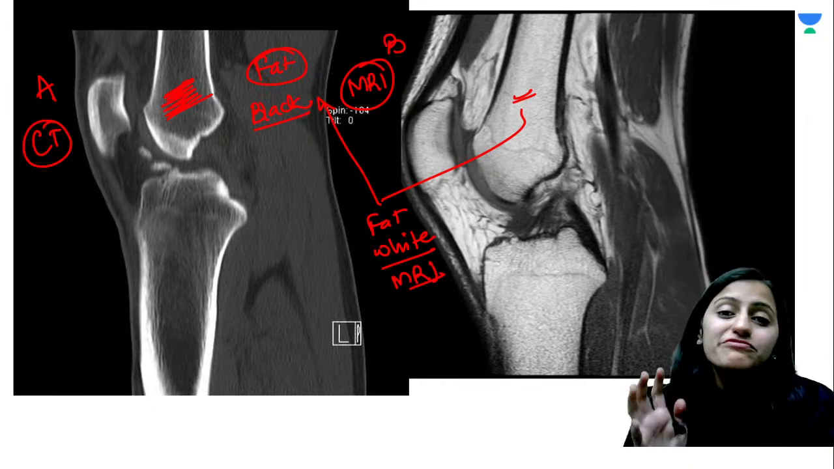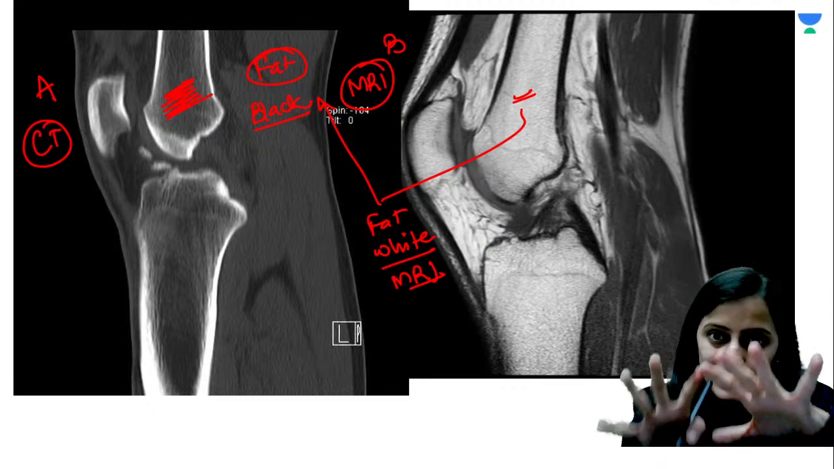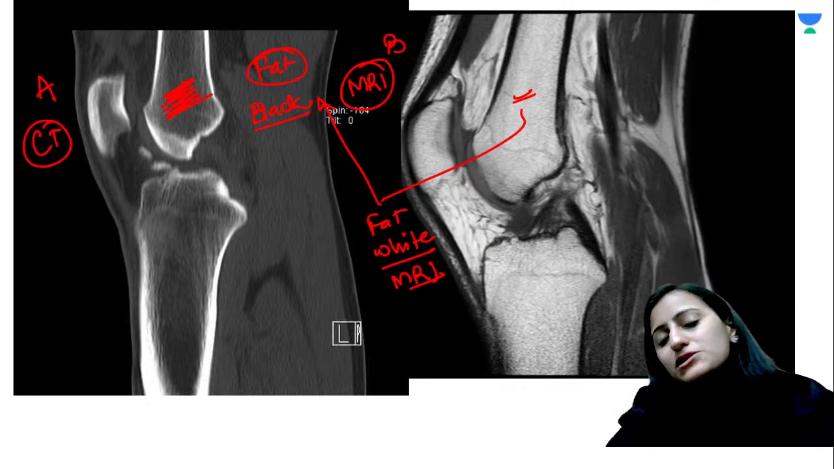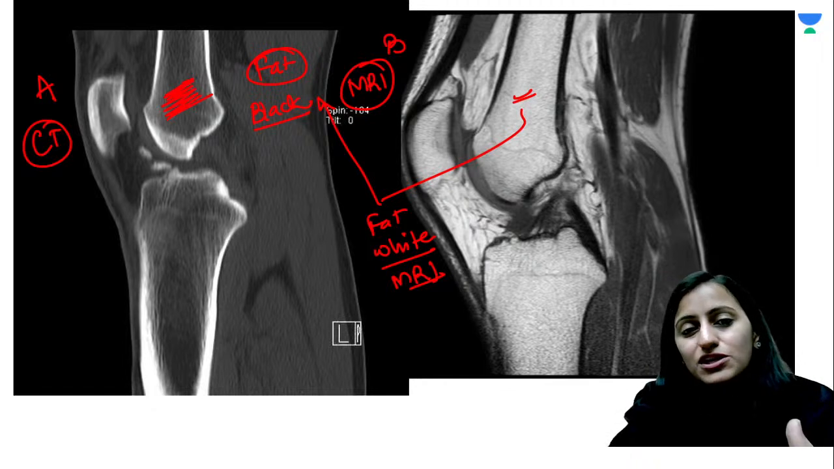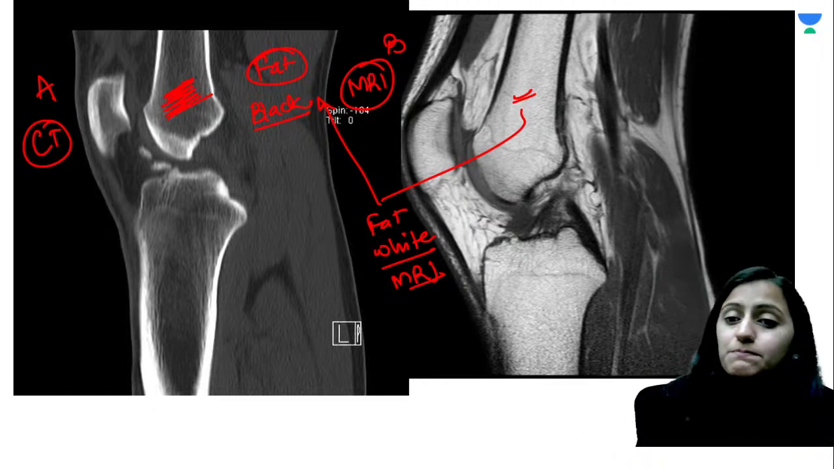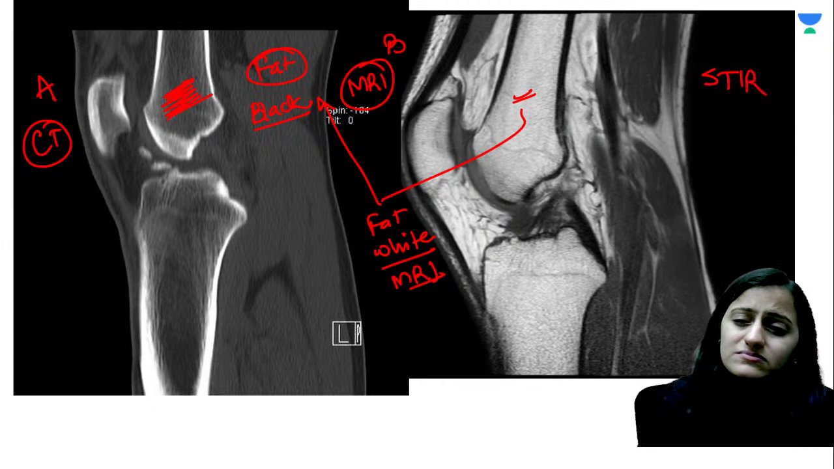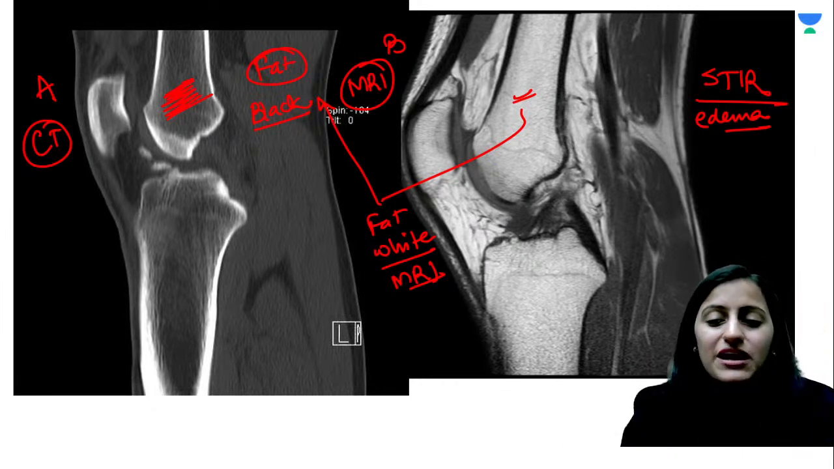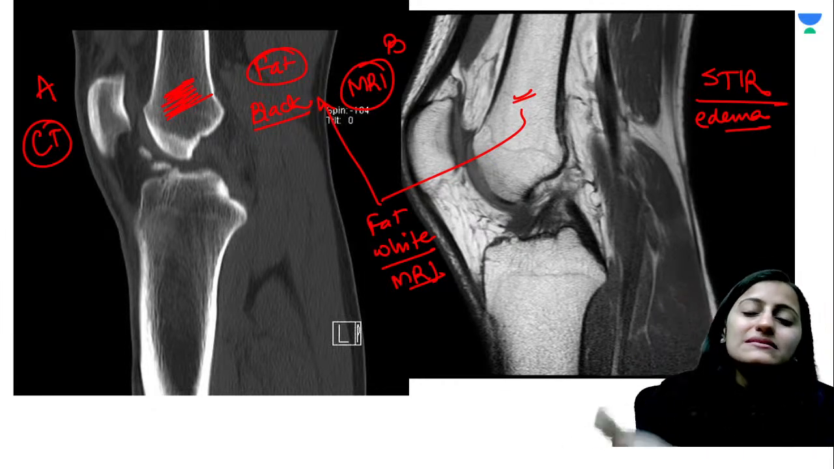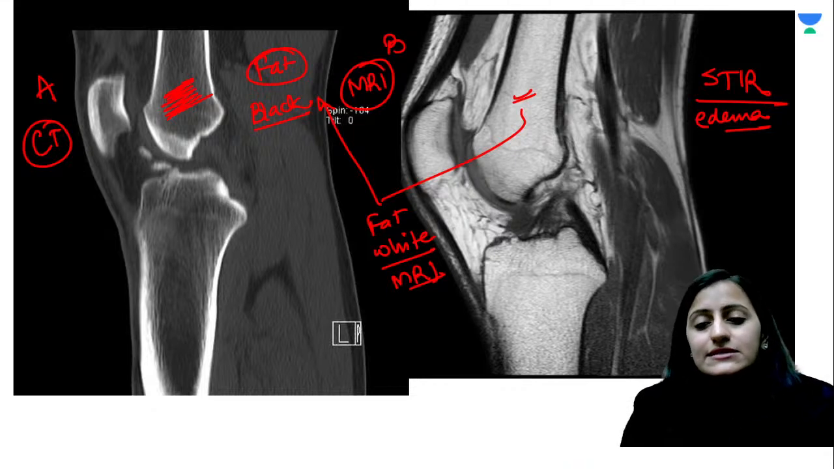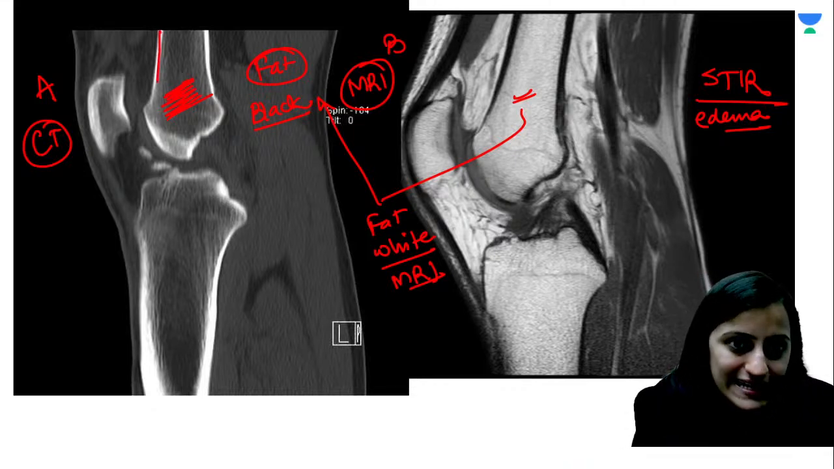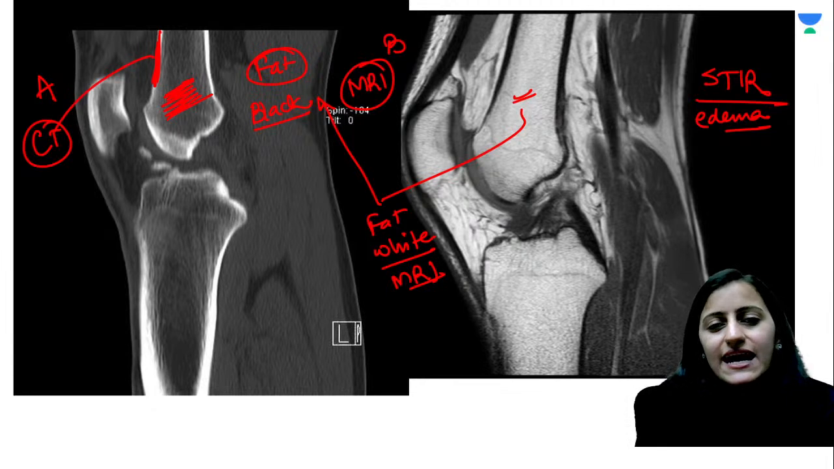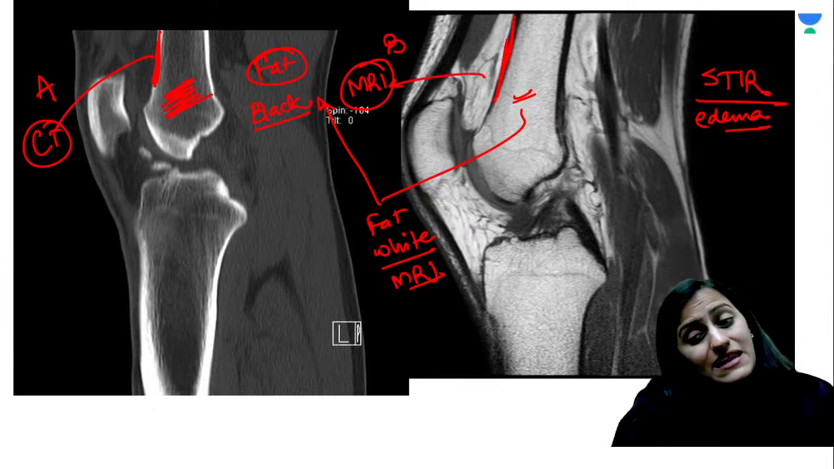Until and unless I do a fat suppressed MRI sequence which suppresses the fat, it will not look black, right? So in musculoskeletal MRI, those fat suppressed sequences, that is the STIR sequence, are very, very important to pick up the bone marrow edema. Remember that. You'll have to suppress the fat so that the edema becomes very obvious. So remember, this is the white bone cortex, it's a CT scan. This is the black bone cortex, this is the MRI. Very, very important.